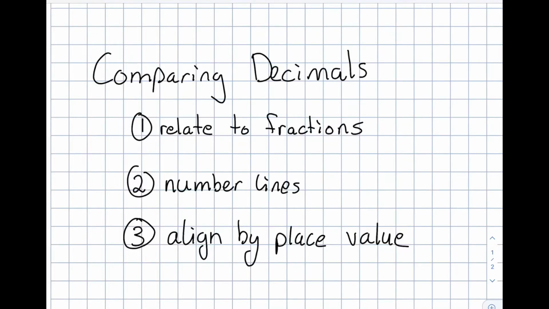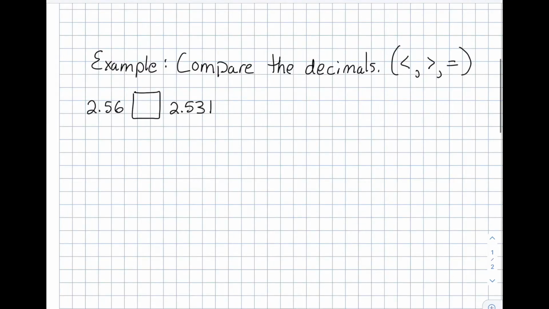In this video, we'll be comparing decimals. We'll use three strategies: relating to fractions, using number lines, and aligning by place value. Let's look at an example. We're going to compare the decimals 2 and 56 hundredths to 2 and 531 thousandths.